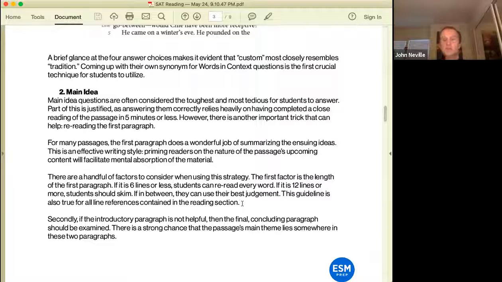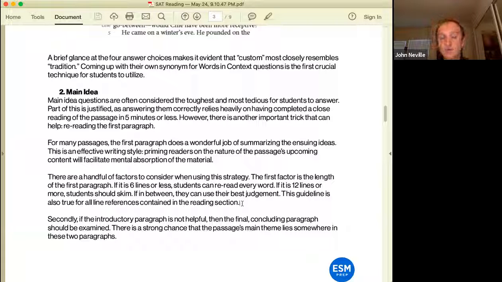If it's closer to 7 lines, if it's like 7 or 8 lines, and the student knows that you're doing well on time, then maybe you can read every word. If it's closer to kind of 10, 11 lines, and you're behind on time, then lean towards skimming it.